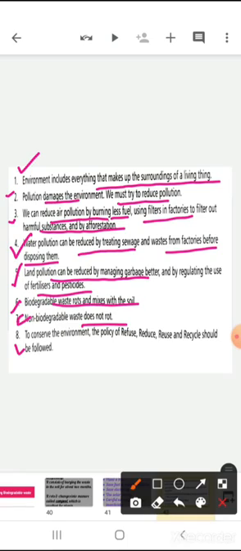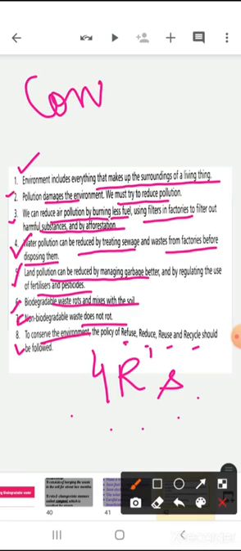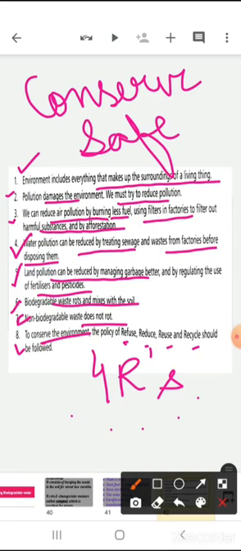Then we studied how to conserve. If we want to conserve the environment, we should follow the policy of the 4 R's: refuse, reduce, reuse, and recycle. These can be followed very strictly to conserve, save, or protect the environment.